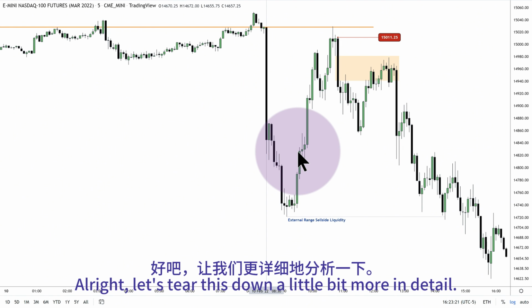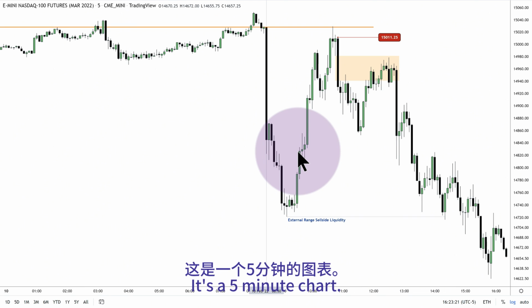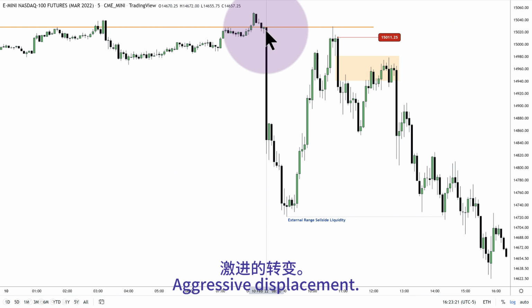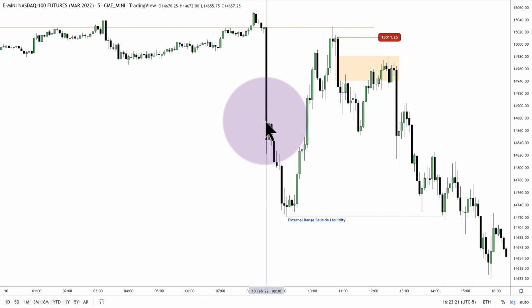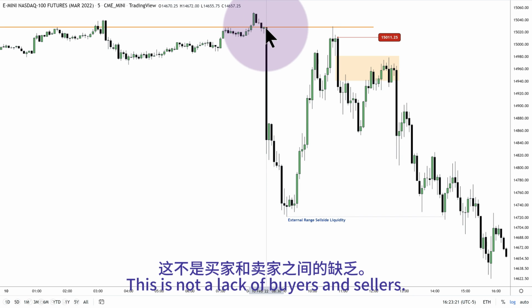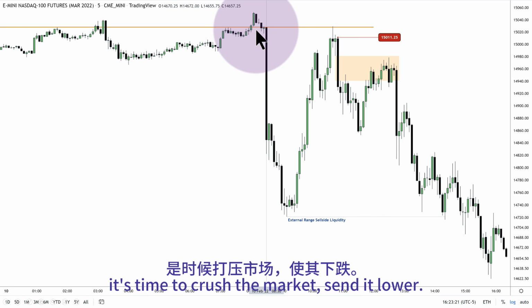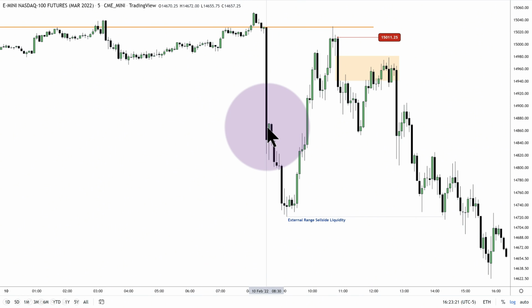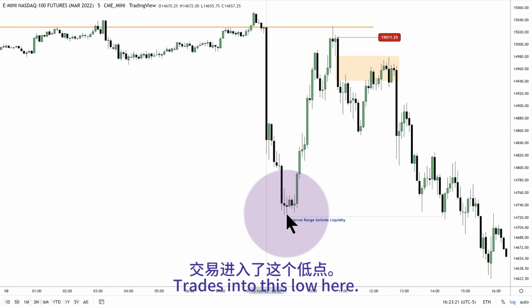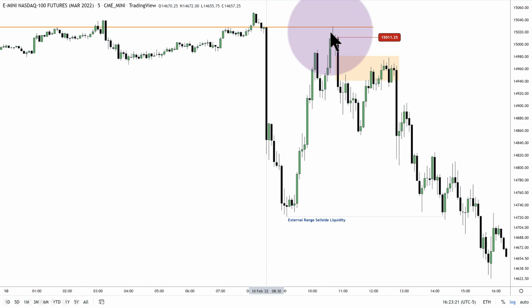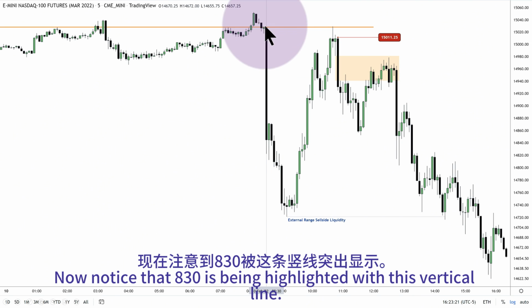All right, let's tear this down a little bit more in detail. It's a 5-minute chart. 8:30 news. Displacement, aggressive displacement. This right here is manual intervention. This is not a lack of buyers and sellers. It's just manually overridden. They literally say, okay, it's time to crush the market, send it lower. It goes lower, trades into this low here, and starts working its way back up into this imbalance, which it does here. Now notice that 8:30 is being highlighted with this vertical line.